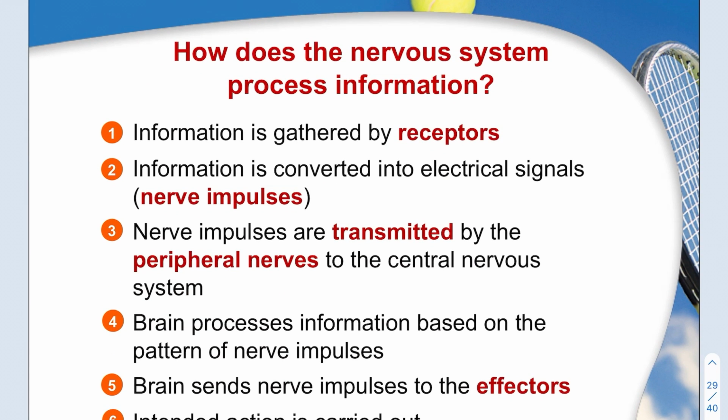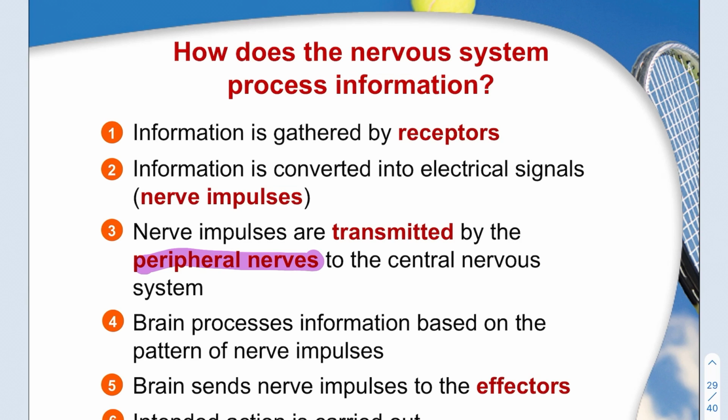So how does the nervous system process information? Firstly, information is gathered by the receptors. This information is then converted into electrical signals, which we know as nerve impulses, and is transmitted within the whole nervous system through the neurons. These impulses are transmitted to the peripheral nerves. In this case, you have many branches of nerves consolidating into bigger nerves moving towards the central nervous system.